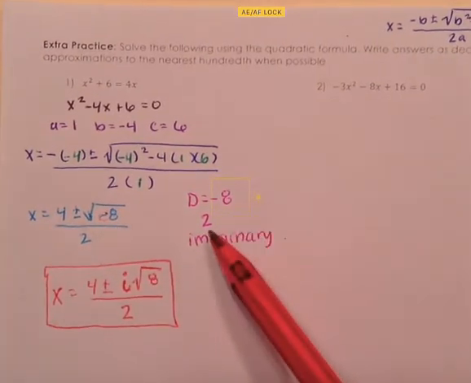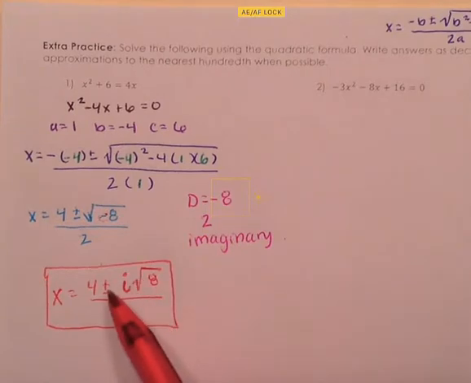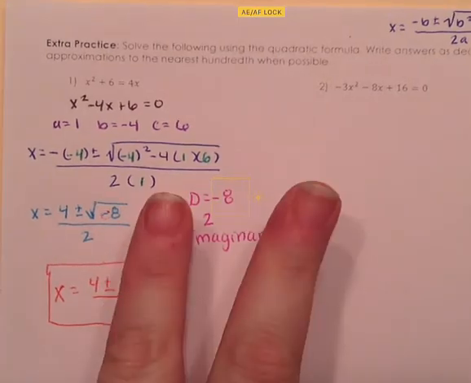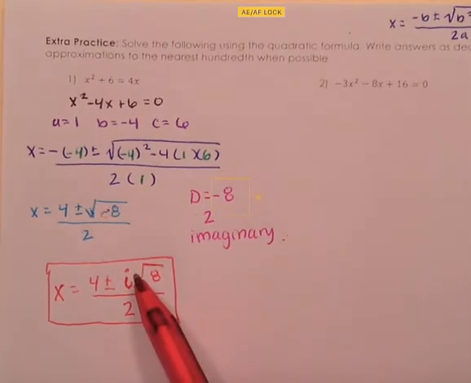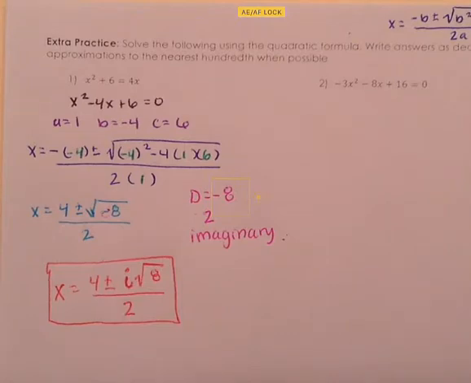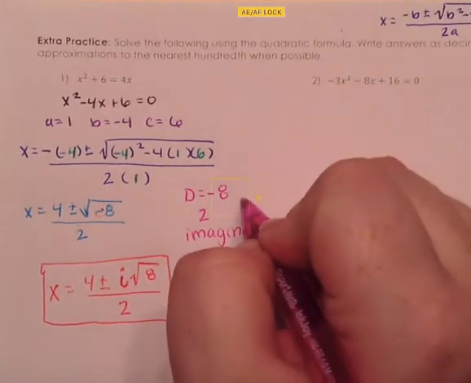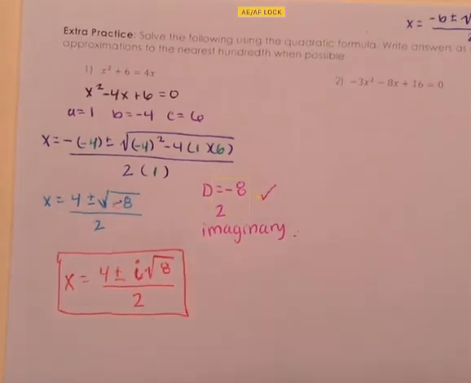Now we look back, we have 2 solutions. The reason we have 2 solutions is because it's 4 plus the rest of it, and then we'd have 4 minus the rest of it. So there are 2 solutions because of that plus or minus. We have imaginary because of that I. As soon as you see that I, that means that you have imaginary solutions. That means that our discriminant, since it was negative 8 to imaginary, we were correct in our solution.